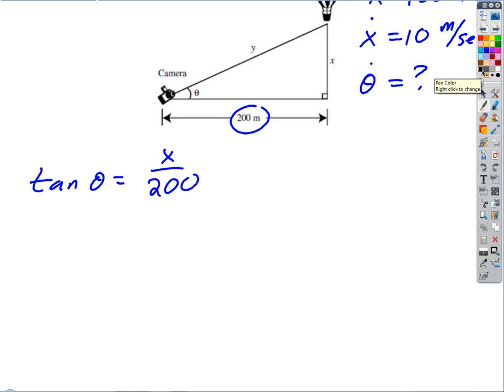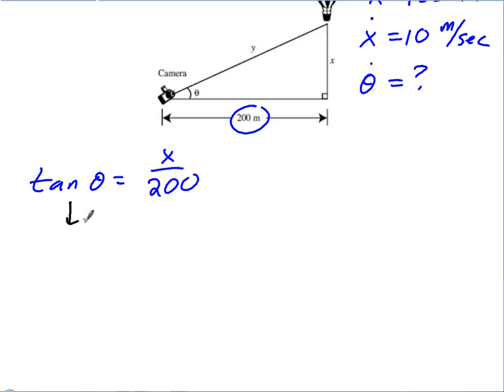I guess I jumped the gun. You guys tell me, when I say differentiate, what am I differentiating with respect to? Time, because we want dots there. And remember, a dot means a derivative with respect to time. So if I differentiate with respect to time, what am I going to get on the left side?